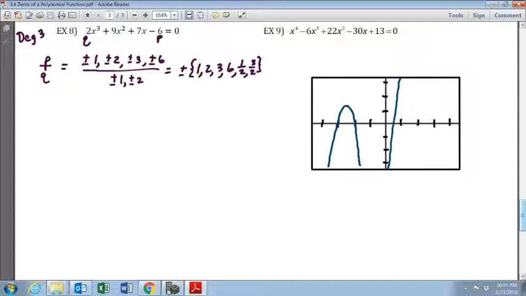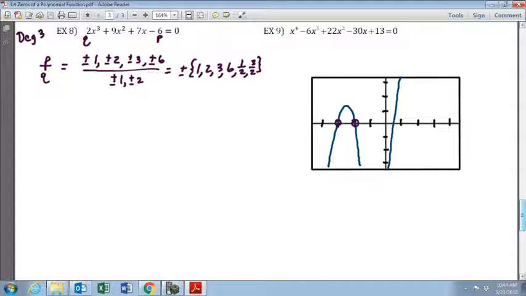So we get on the calculator, and you should get a picture like this when you put that polynomial into your calculator. You just put it in as y equals 2x cubed plus 9x squared plus 7x minus 6. And you get a screen that looks like that if you use Zoom Decimal. And you can see that we have 2 zeros, and you could actually see another one. It looks like it's around a half.